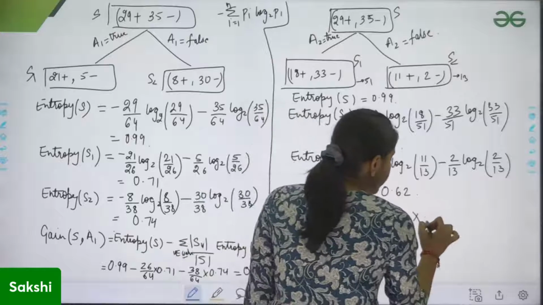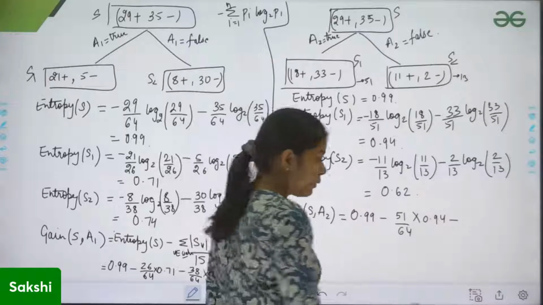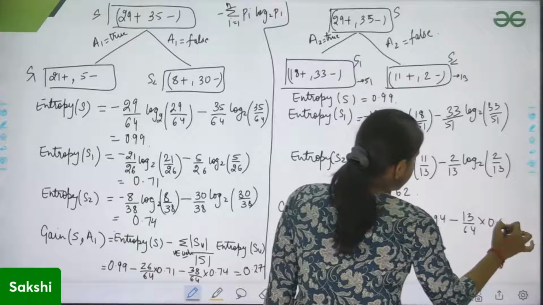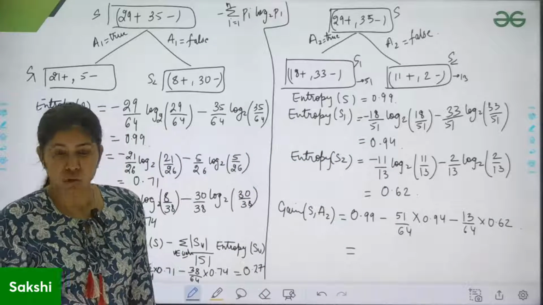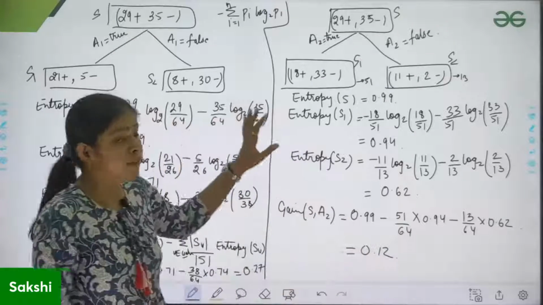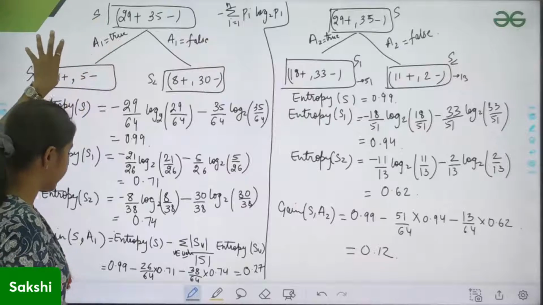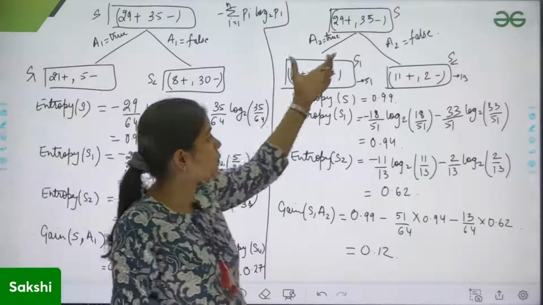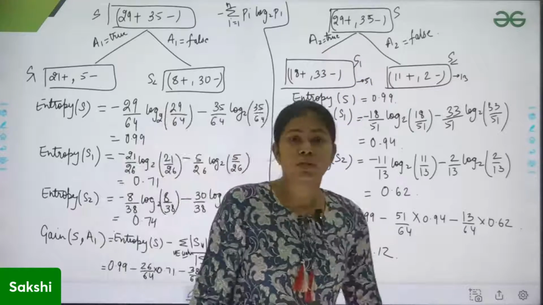Entropy of S1 is 0.94, minus, in this set S2 we have 13 values, 13 upon 64, and in this we have 0.62 entropy. Now I can find it using a calculator. So on solving you would get 0.12. So you can see that if I have split the same data set, same set of examples, using the A1 feature, I got information gain 0.27, and if I have split the same data set using a different feature, that is A2, I got information gain 0.12.